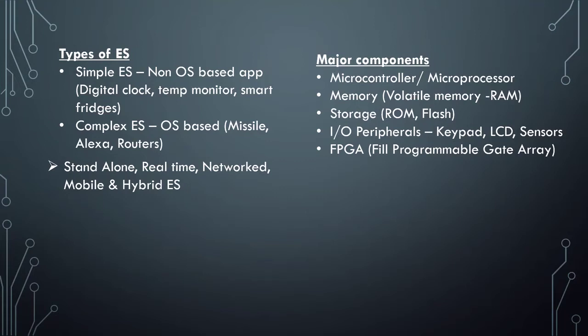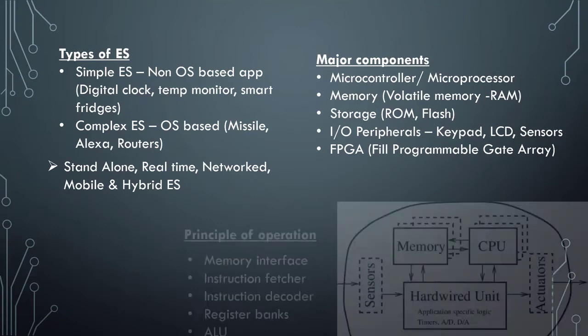And what are some of the major components that are usually required for the embedded systems to function? One is the microcontroller or the microprocessor. Two is the memory, the volatile memory that can store the commands that are being required, specifically stored in the RAM. Next, we have the storage, which stands for the ROM and the flash, whereby we can store our program. Next, we have the input and output peripherals, such as the keypad, the LCD, the sensors, and so many other peripherals that are required for the embedded system to function. And lastly, we have the FPGA, which stands for Field Programmable Gate Array.